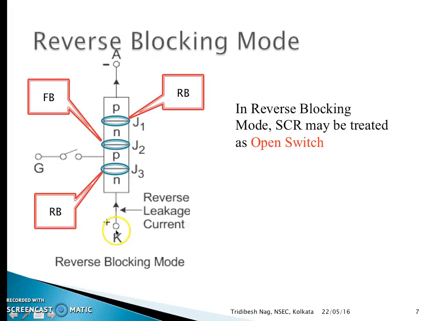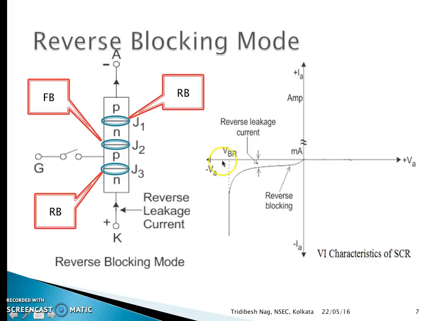Now if we gradually increase the voltage across the cathode and the anode, there will be an avalanche breakdown across the reverse biased junctions J1 and J3. So this part is the characteristics of the reverse blocking mode. Here it was 0 and we are giving a negative supply to the anode, so it is gradually increasing the current flowing through it, very little current, which is called the reverse leakage current.